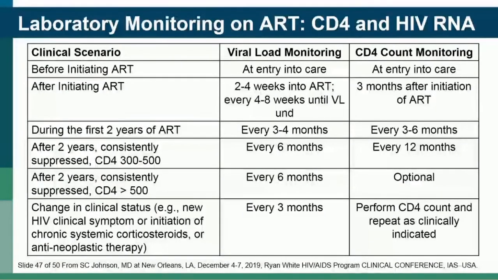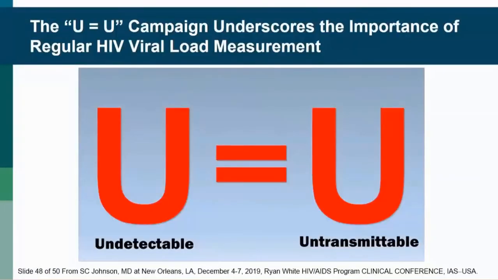But the viral load, we think in people that are consistently suppressed, adherent, that probably the minimum interval is every 6 months. And part of this is the U equals U campaign, the fact that people who are undetectable in their bloodstream with their HIV viral load have no risk of transmitting to others. So we want to be able to say this with some confidence, and so this is where the 6 months comes from.